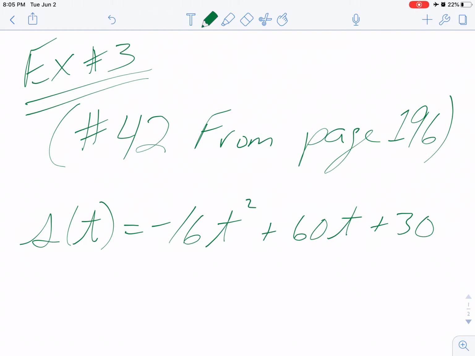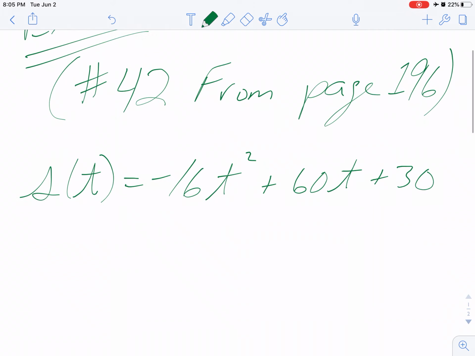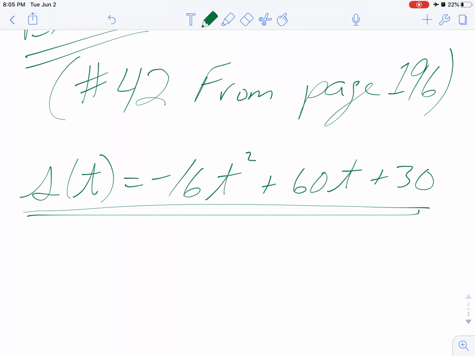So my last example here for section 3.3 is actually straight out of your textbook. This is on page 196. It's a word problem, so you can pause this and read the word problem if you want to. But essentially what this problem is asking you to do is to imagine throwing a stone, in this case a projectile, into the air, and this projectile follows this quadratic function, the path of a parabola basically.